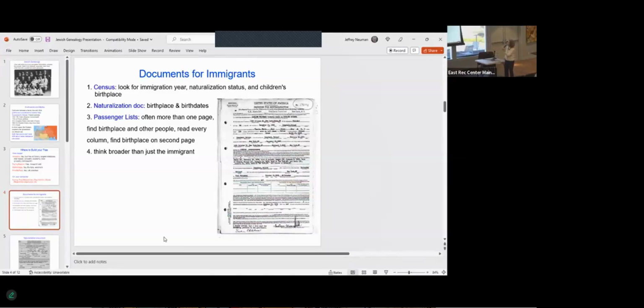So think broader. I mentioned this before. Think broader than just the immigrant. Get their siblings and any other people that you can. Put them on the tree. Next slide.